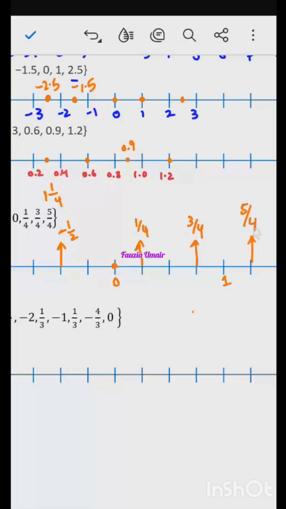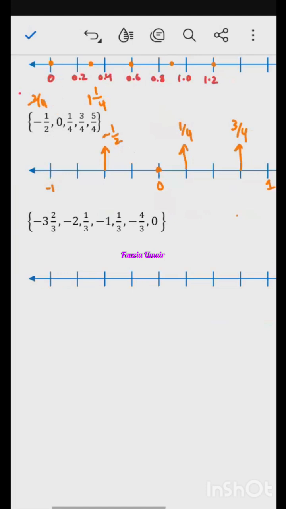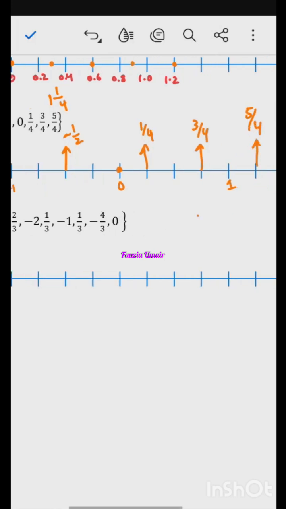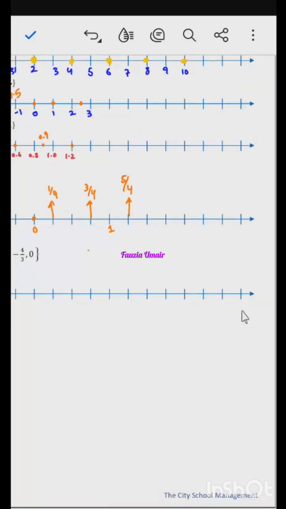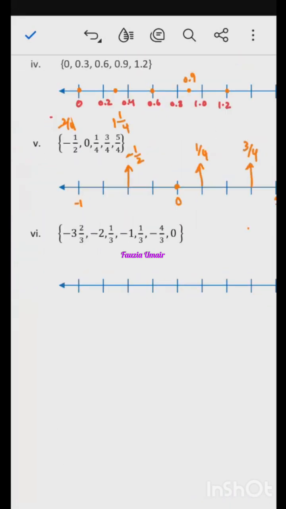Okay? So then comes the last part. Acha, in the last part, you can see that the fractions have 3 in the denominator. So it means that I need to divide into 3 parts. Okay? So the smallest is minus 3 whole 2 by 3 and the biggest is 0. So I will start from the leftmost side. Okay? I will label it 0, let's say.